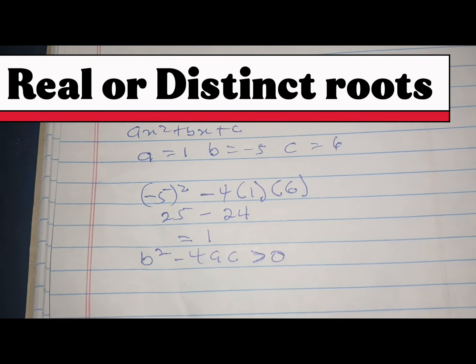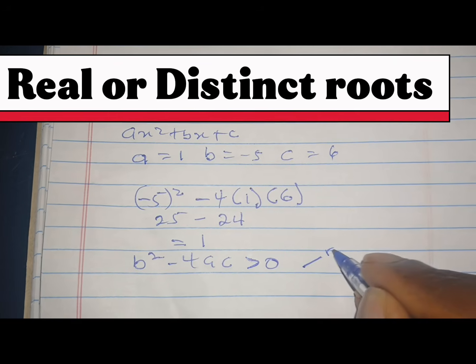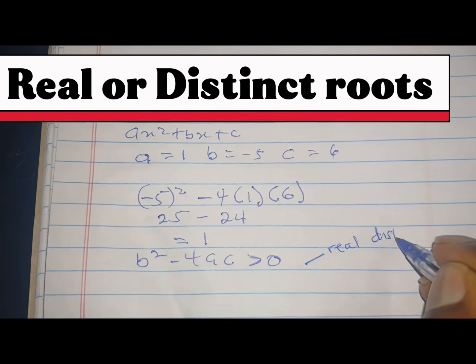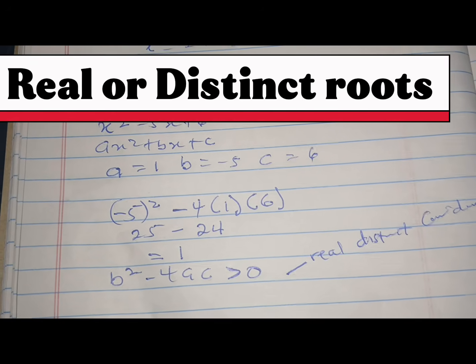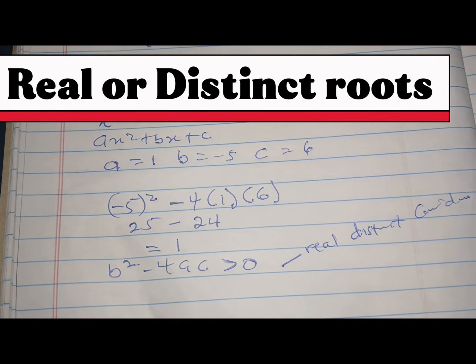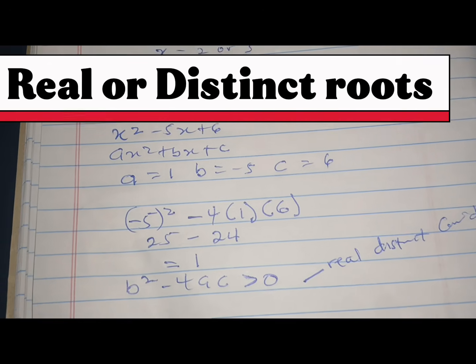We said that when b squared minus 4ac is greater than 0, it is termed as a real or distinct root. So to save us the stress of going over to solve it either by factorizing or by using completing of squares, you just use the discriminant and then you're good to go.